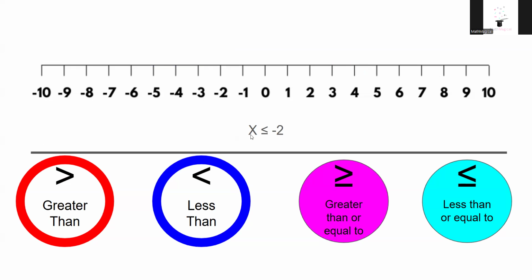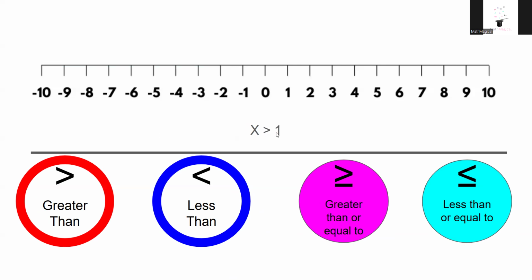Inequality number 2, x is less than or equal to -2. So this has our "or" in it. So for this one, we'll be using a closed dot, and we're going to mark it right here at -2. So closed dot at -2. And again, this is a less than. So we will mark all the numbers that are less than -2, which are the numbers to the left of -2.